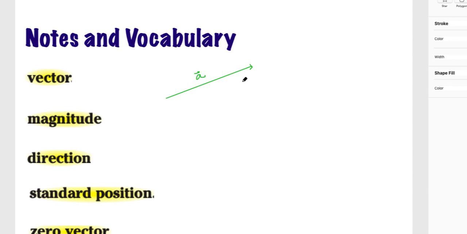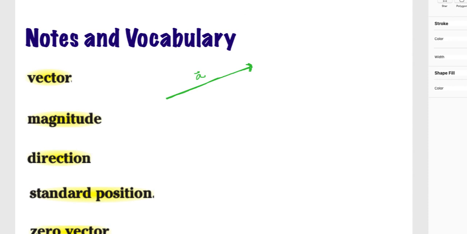The first vocabulary word that we have is the word vector, which refers to a quantity that has two aspects to it. It has both magnitude and direction. Geometrically, we use a segment, really more like a ray, to represent that. The length of the segment is the magnitude, and the direction is the direction you see it pointing in. We often use a lowercase letter with a small arrow on top to represent a vector.